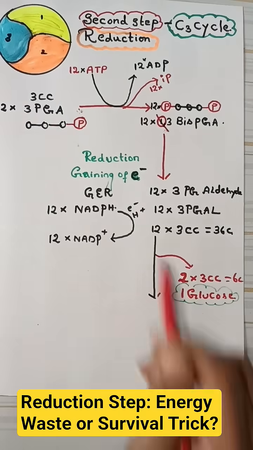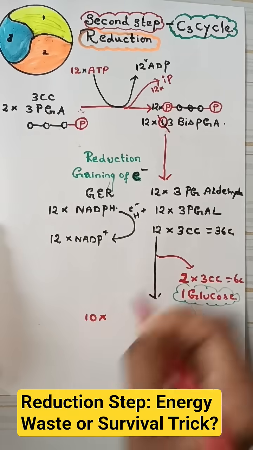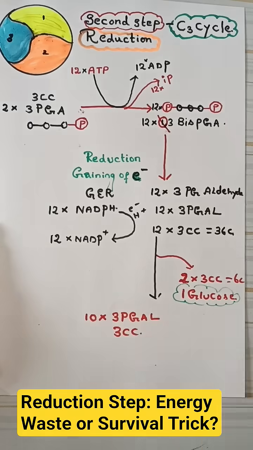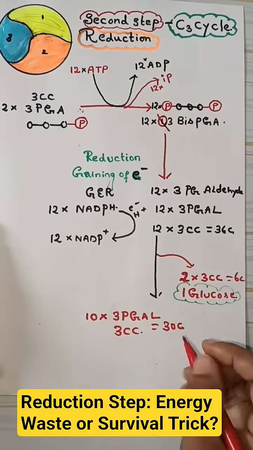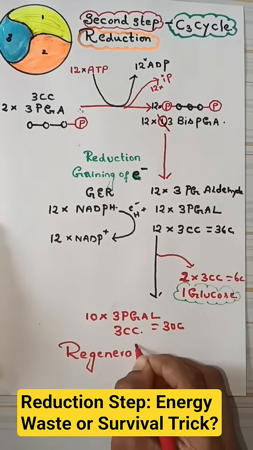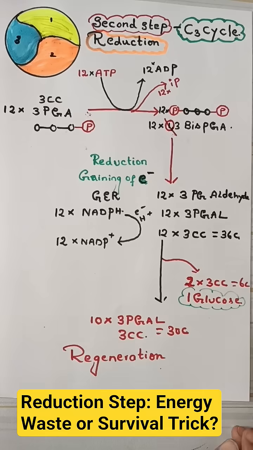Yes, totally 12 minus 2. What is left over is 10 molecules of 3-PGAL, 3-phosphoglyceraldehyde, which is a 3-carbon compound. 10 into 3, 30 carbons are there, where these 30 carbons need to undergo regeneration. So in the upcoming shot, I'm just going to show you the regeneration. I hope this is very clear for you and you understand this concept.